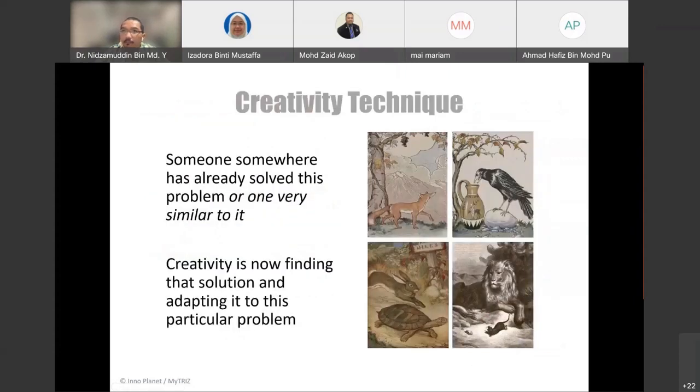So, creativity technique. The idea behind TRIZ is that someone somewhere has already solved this problem, or one very similar to it. So it has been done. You just don't know who did it and how it was done. So creativity is now finding that solution and adapting it to the problem.